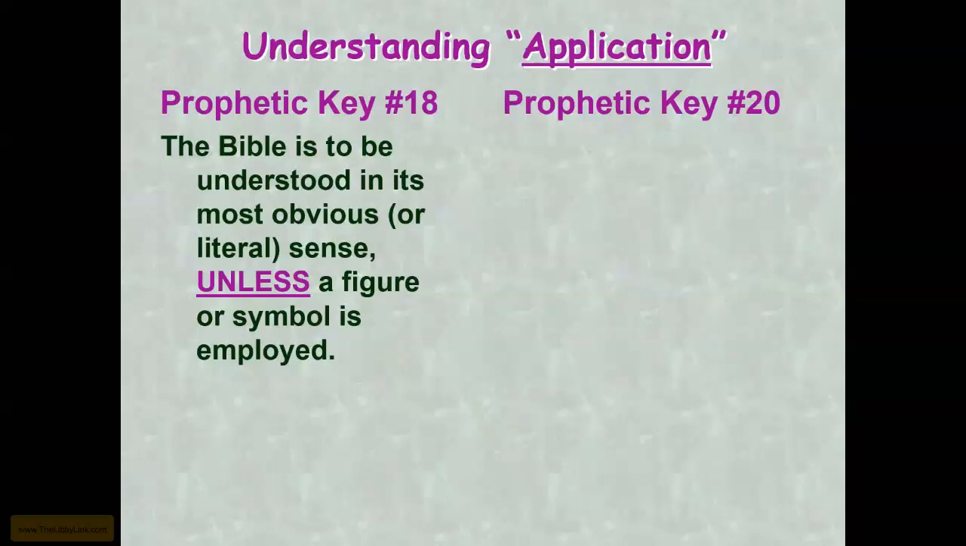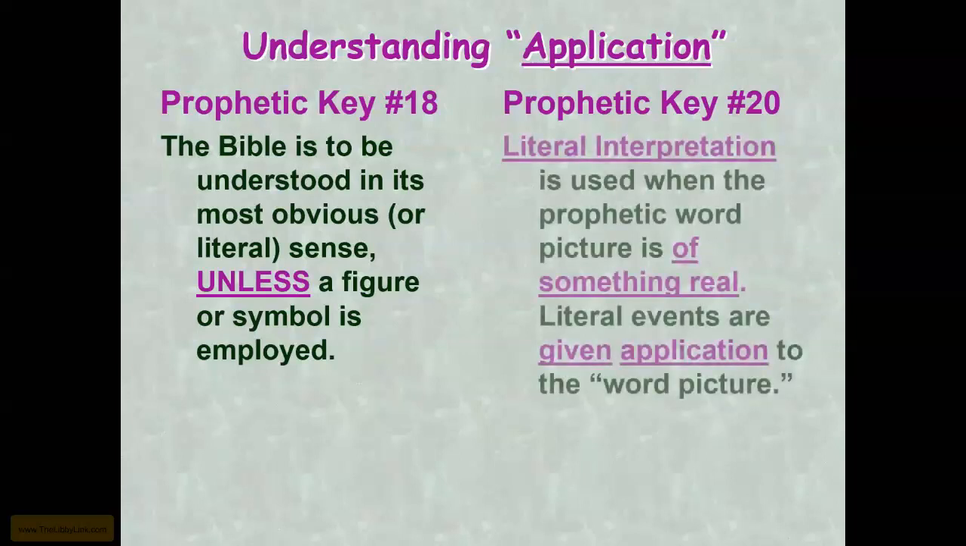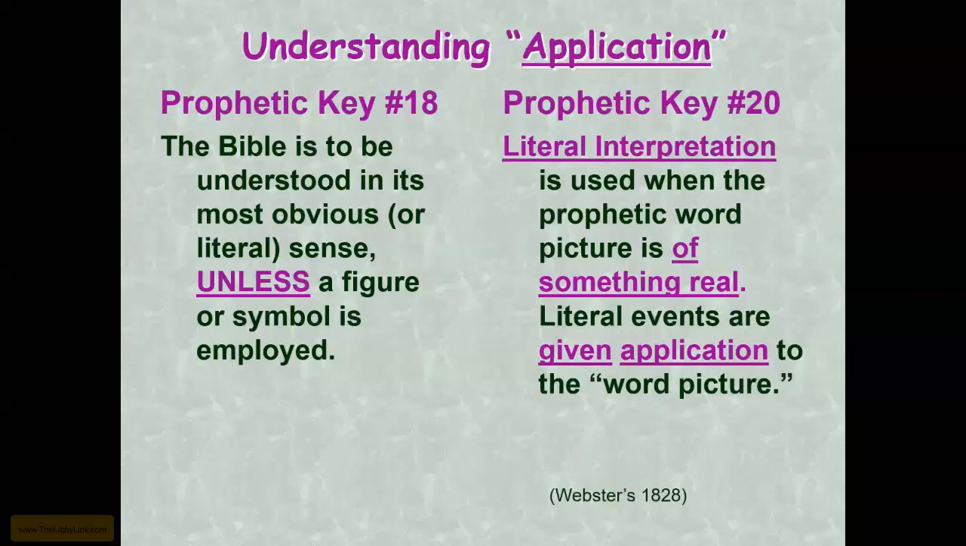Understanding application. Now we need to look at the term application. First of all, we'll review prophetic key number 18. The Bible is to be understood in its most obvious or literal sense, unless a figure or symbol is employed. Remember, similes and metaphors are not the same as symbols. And prophetic key number 20 tells us literal interpretation is used when the prophetic word picture is of something real. Literal events are given application to the word picture.